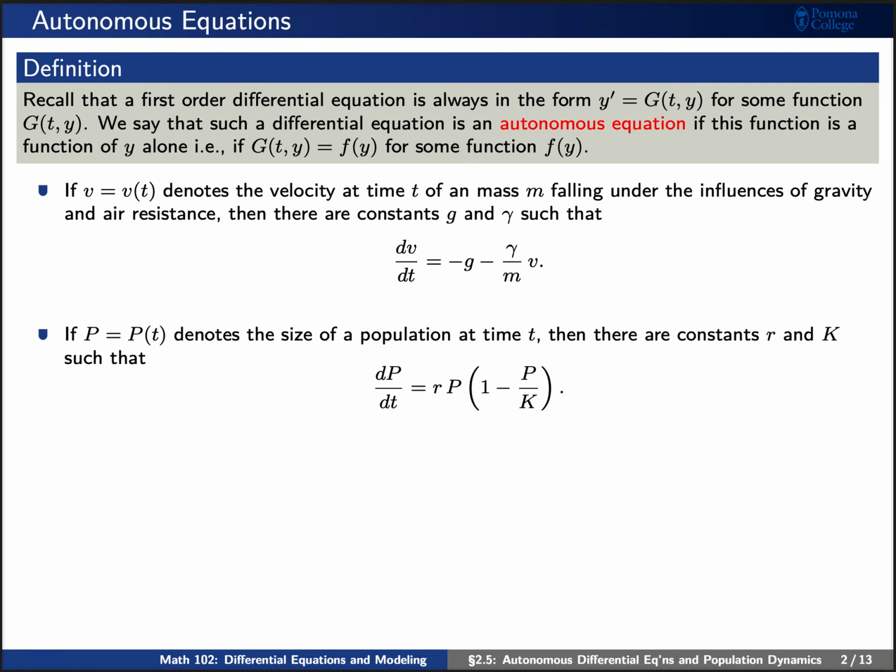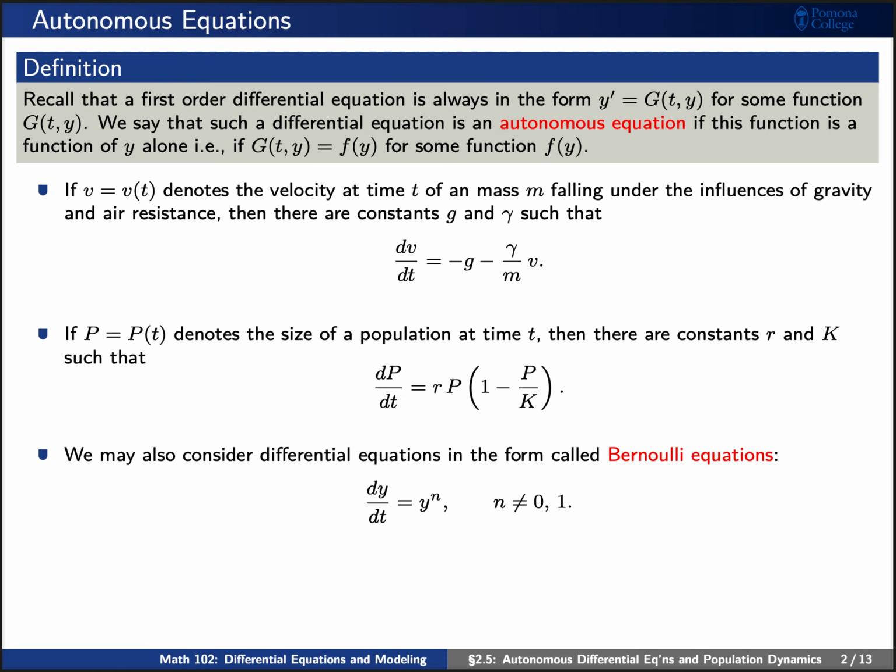As another example, let's say that p denotes the size of a population at time t. We've seen before that there are constants r and k, so that dp/dt equals r times p times 1 minus p over k. Here, r would look like our growth rate. You'll notice that the right-hand side of our equation is just a function of the population size p alone. It's not a function of time.